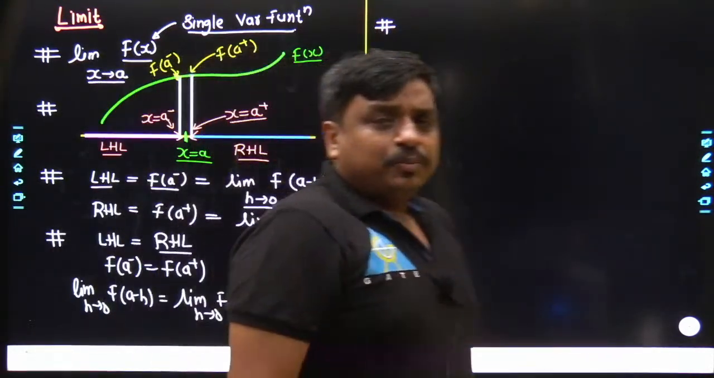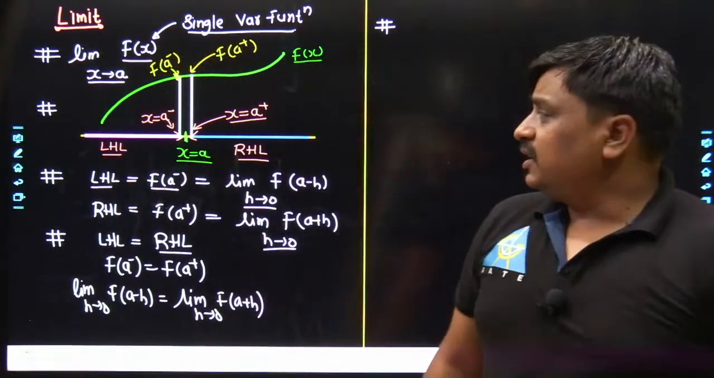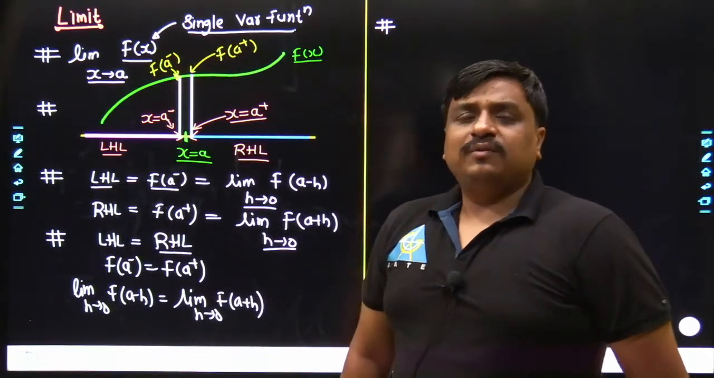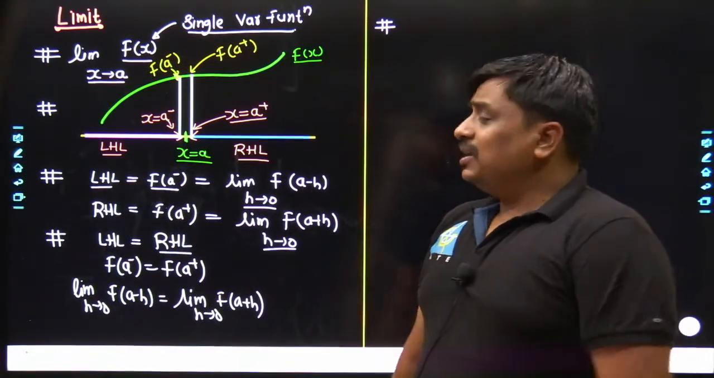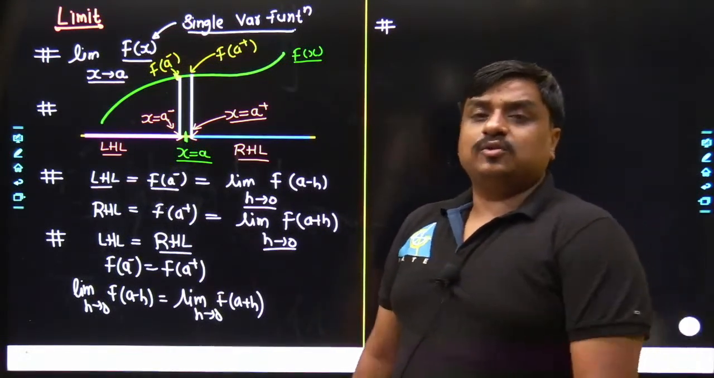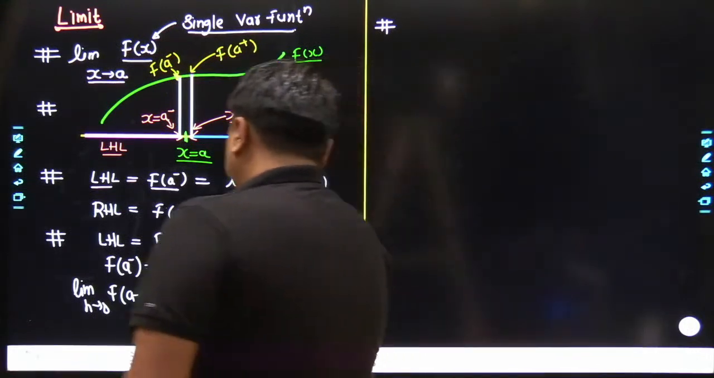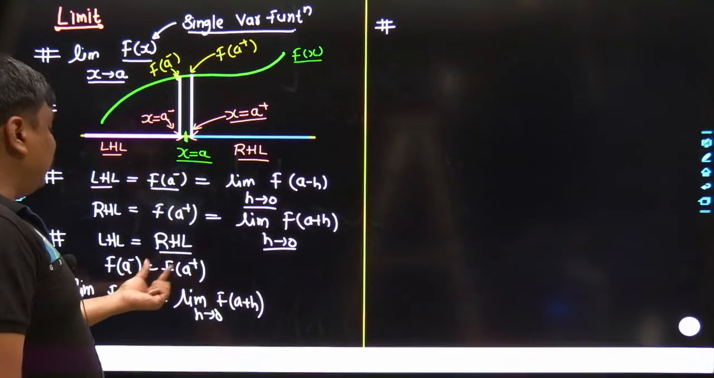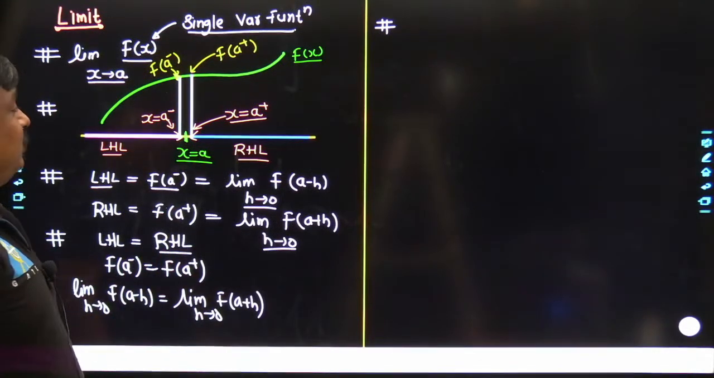This was the mathematical approach to calculate whether the limit does exist or not. My dear friends, what would be the graphical approach to know whether the limit does exist or not? If f of a minus and f of a plus are the same, what does that mean?